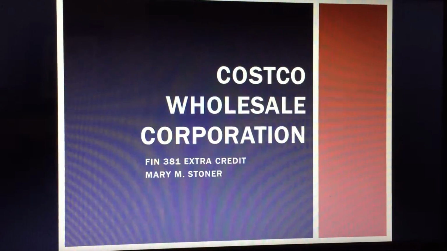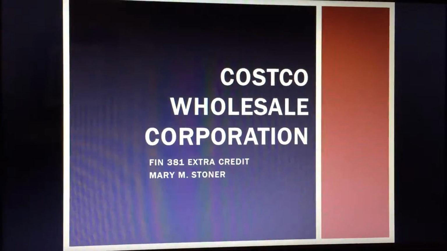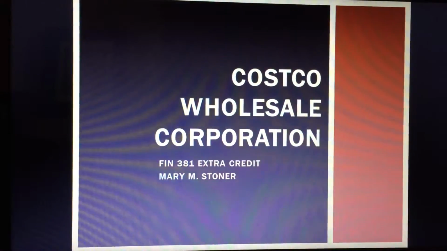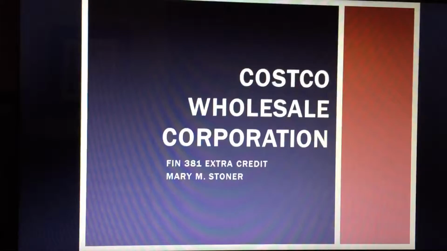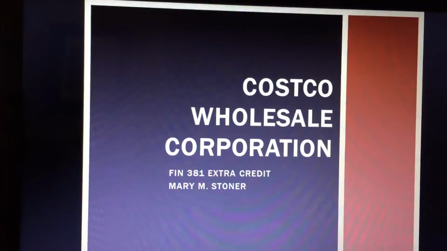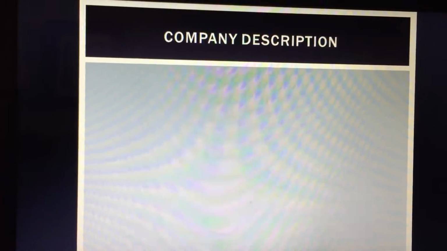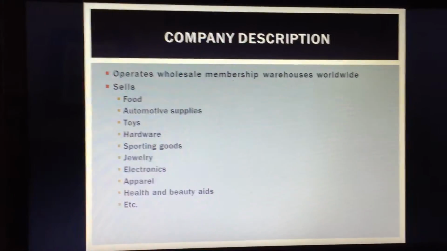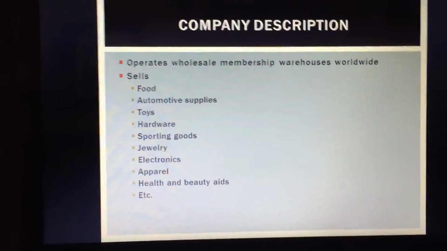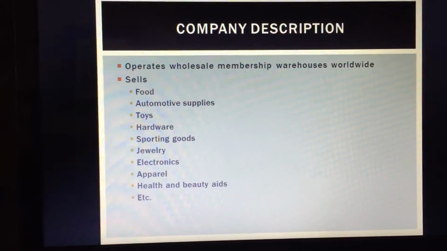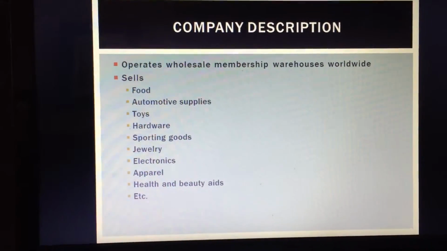I decided to analyze Costco Wholesale Corporation, their short-term, long-term, and whether I would invest in the company. The company description: they are a wholesale membership warehouse. They operate worldwide and they sell a variety of things from food to toys to jewelry to clothing.